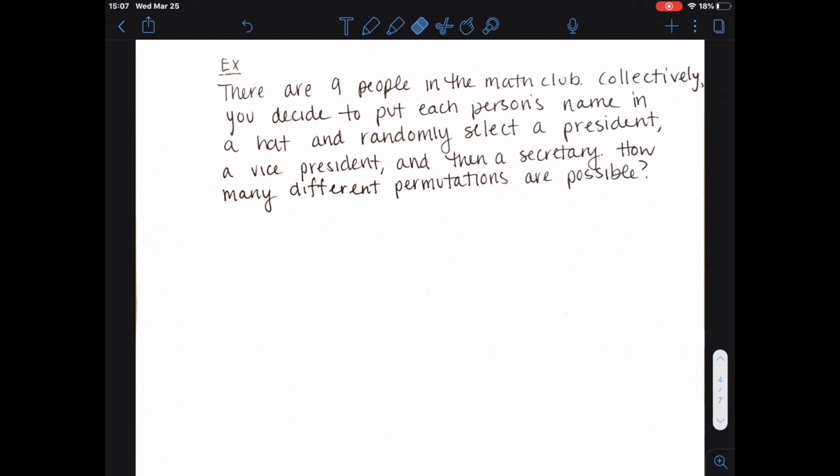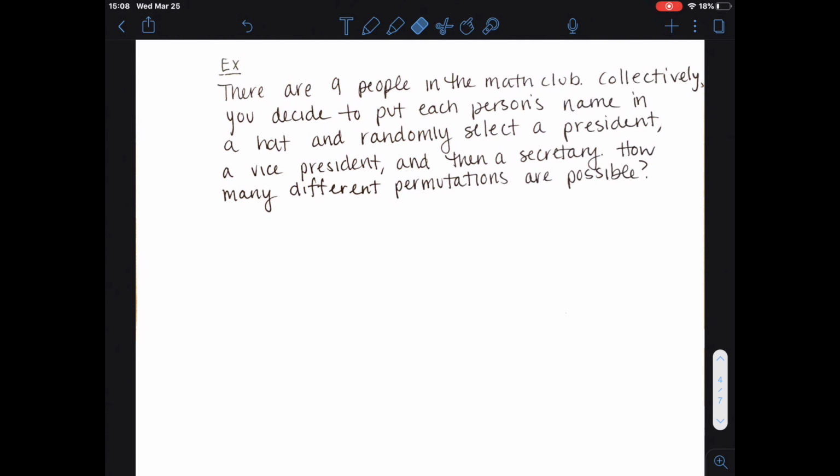So let's utilize this concept of factorials. We're going to do another example, and then we're also going to see a different definition that pops up from this. So suppose there are 9 people in the math club. Collectively, we're going to put every person's name in a hat. The first person we pick out is going to be a president. The next person is a vice president. And then we're going to pick out a secretary. So we want to see how many different permutations are possible.